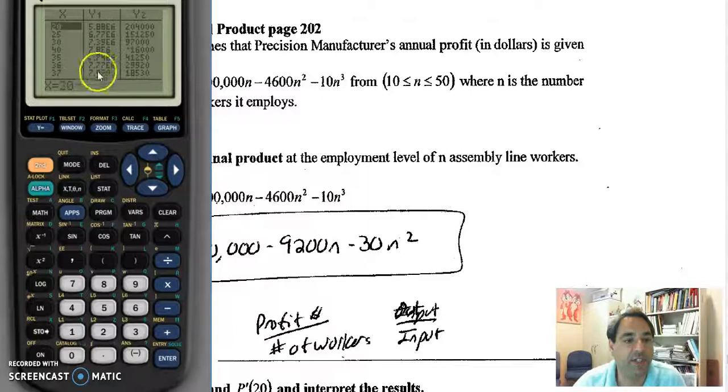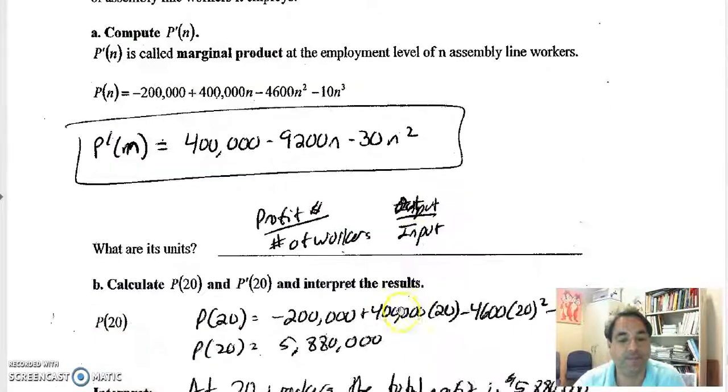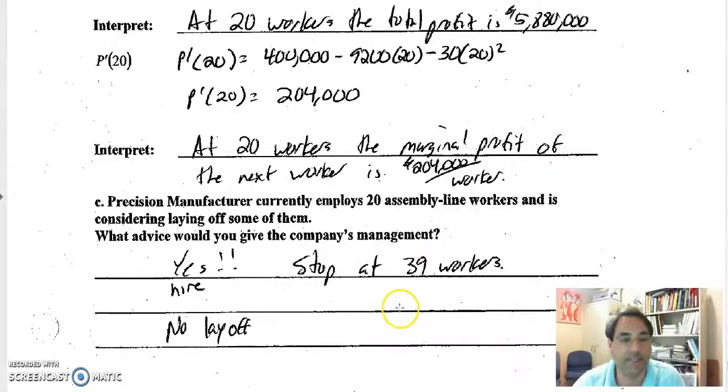So again, at 37, we have 7.8 million, and I'd make an additional 18,530. At 38, I have 7.81 million, and I'd still make more money. At 39, it's telling me I would have 7.81 million, but if I added another worker, I'd lose. So at 38, if we add, we gain, but after that, we'd lose. So I would stop at 39 workers. And that's what that says down here.